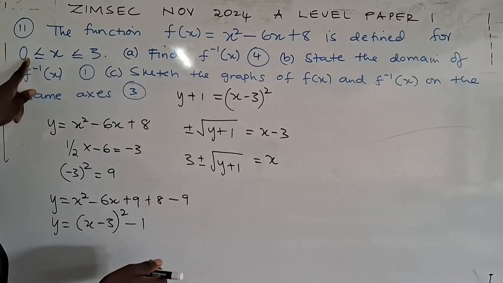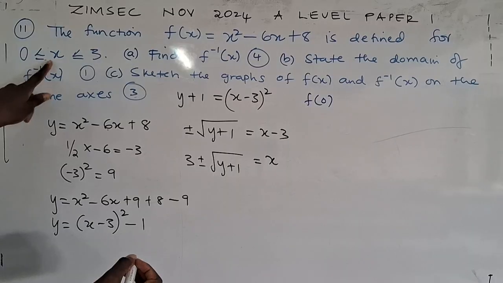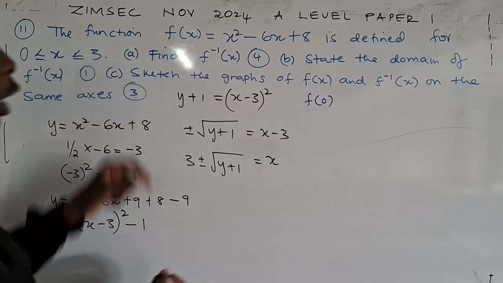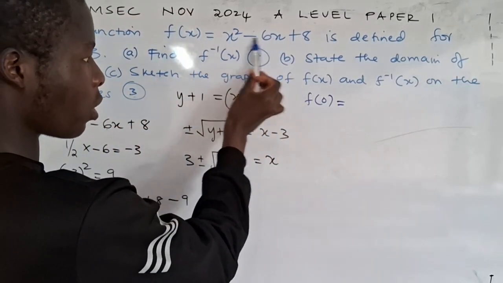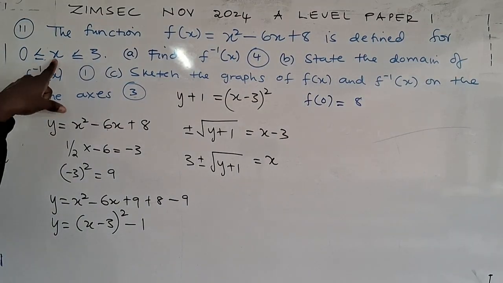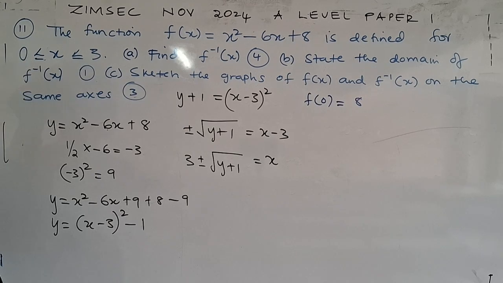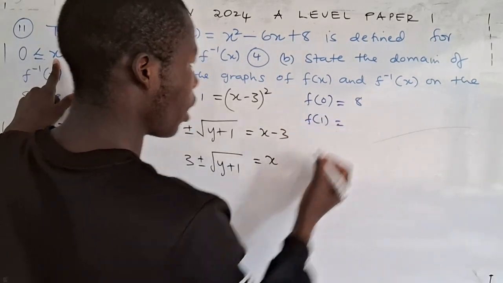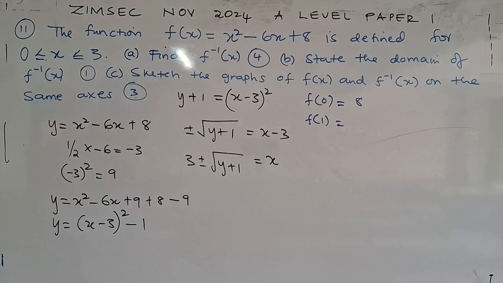This is the domain. f of 0. See, 0 is less than or equal to x, which means 0 is part of the domain. So f of 0 is equal to 0 to the power 2 minus 6 into 0, this is 0, plus 8. The answer is 8. What is the next value of x? It's 1, right? Because we are saying 0 is less than or equal to. So if x is equal to 1, f of 1, you place a 1 here. It becomes 1.